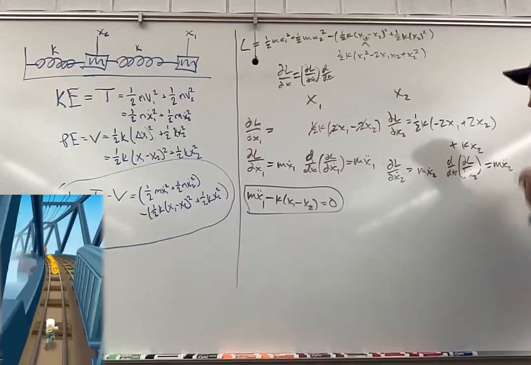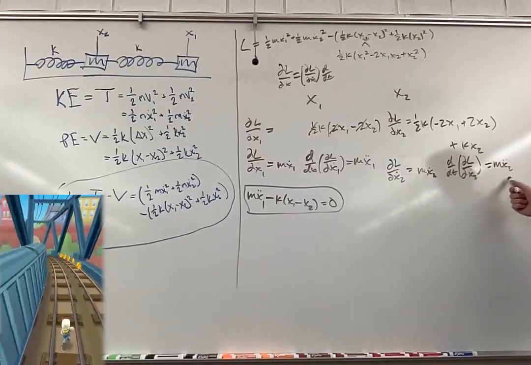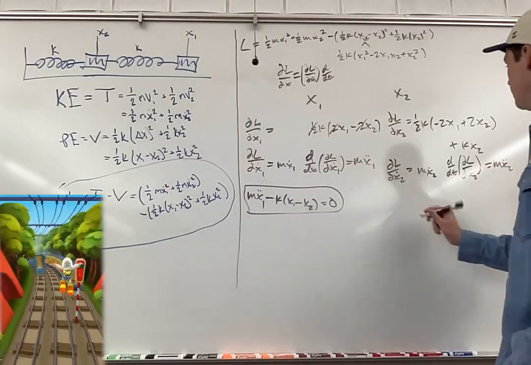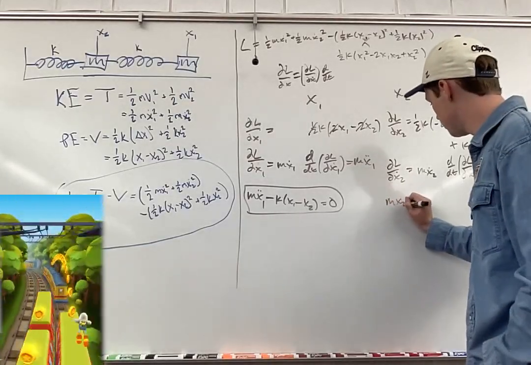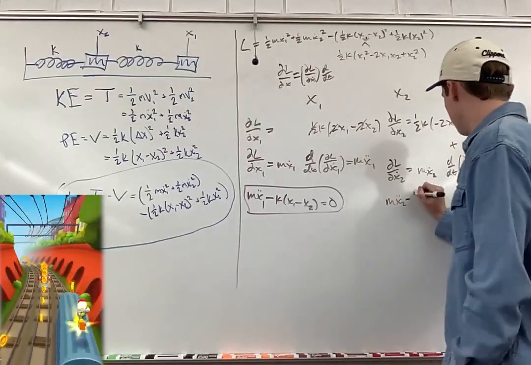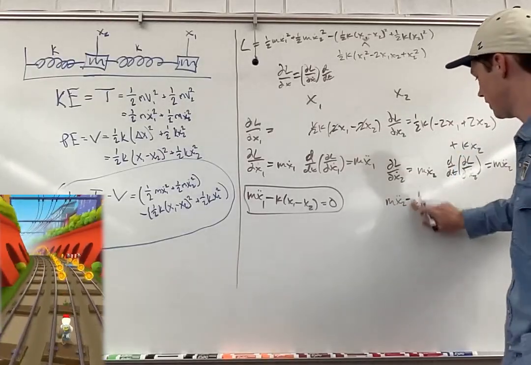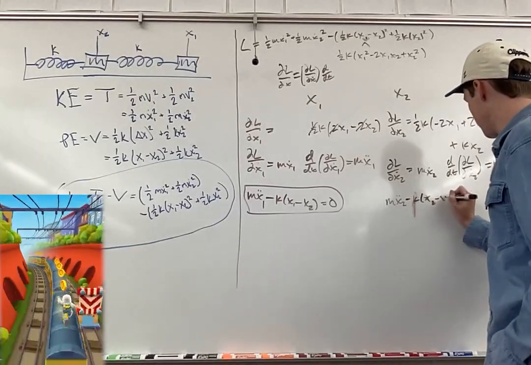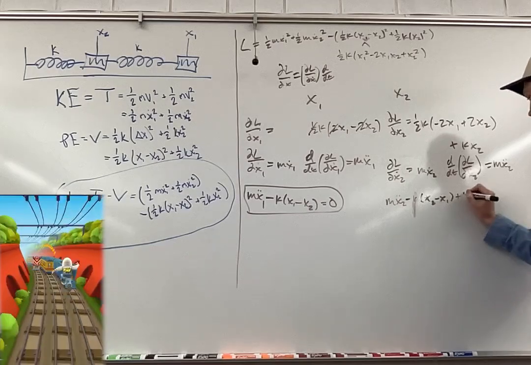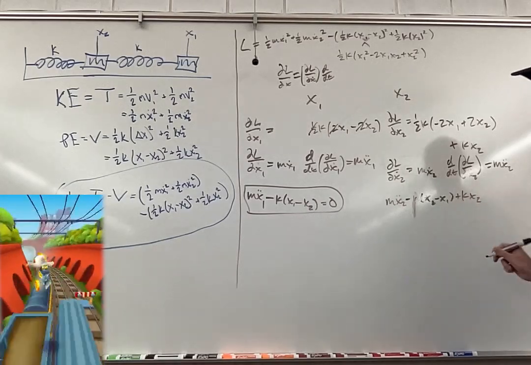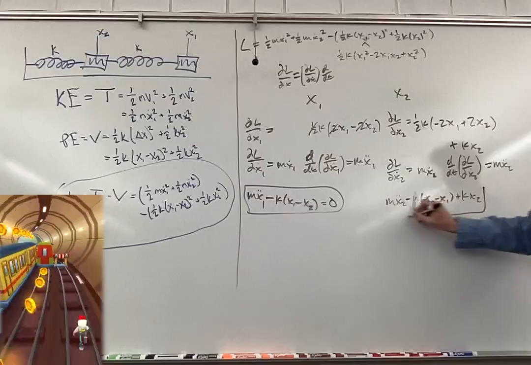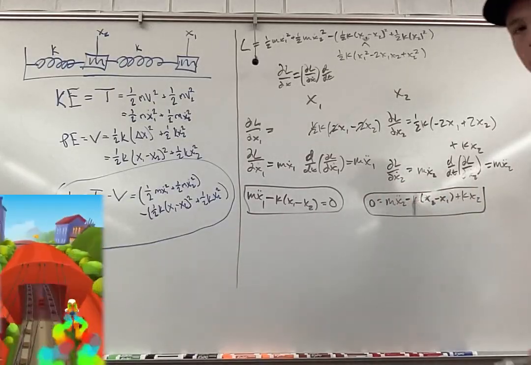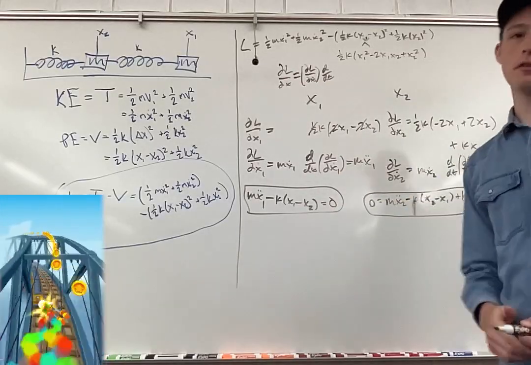Then finding the time derivative of this, we just get m x2 double dot. And so then once again, plugging this into our Euler's equation, we are going to get m x2 double dot minus, actually, this 1/2 is going to cancel. So we're just going to get k times x2 minus x1 plus k x2, and that equals 0. So those are the equations of motion for a two-spring system.